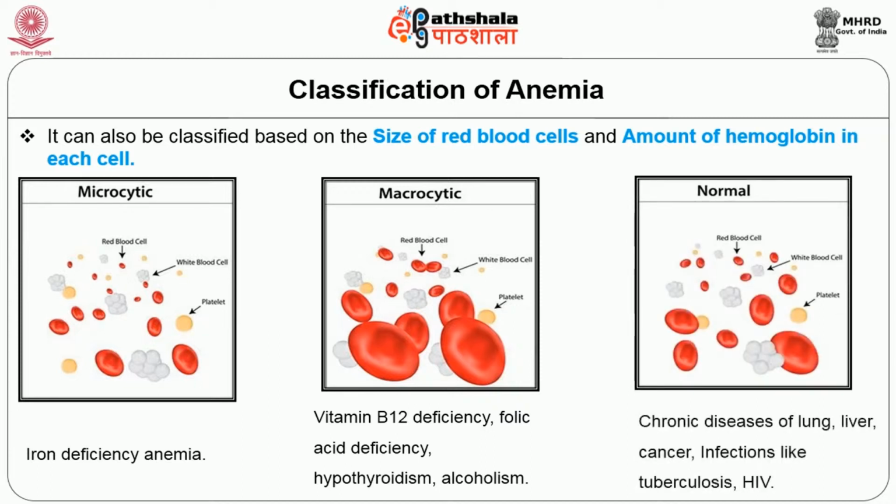If the blood cells are normal in size, it is called normocytic anemia. The example for normocytic anemia is patients with chronic disease of lung, chronic disease of liver, patients with cancer, and infections like tuberculosis and HIV are responsible for normocytic anemia.